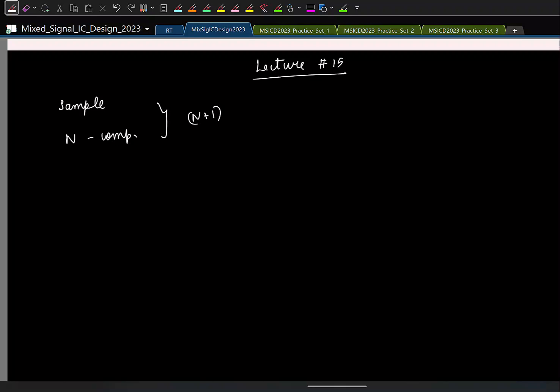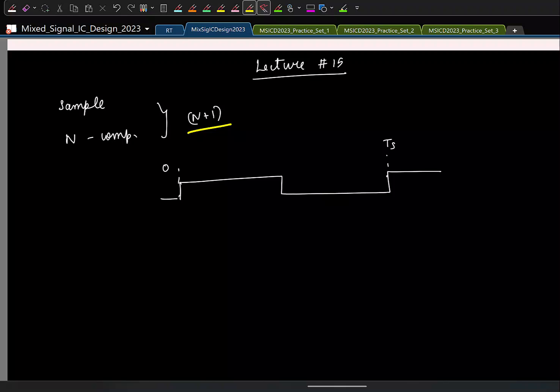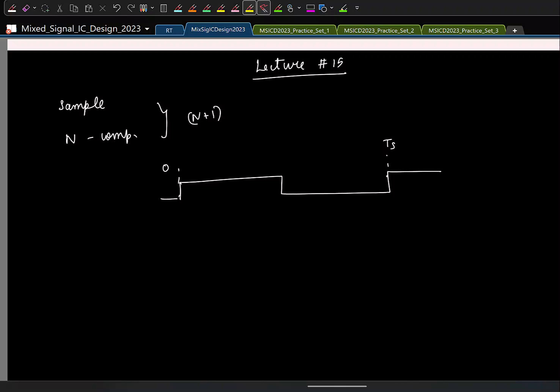And let's say this is the clock available to us, the sampling clock, from 0 to TS. So we have a total time of TS to finish all the n plus 1 operations. What would be the simplest thing to do? What is the time you might allocate for each operation? TS by n plus 1. That seems like the simplest thing to do.